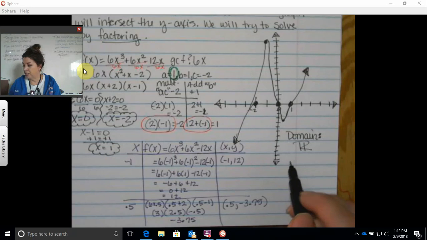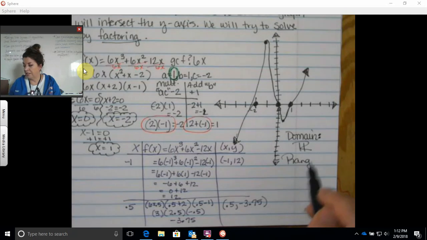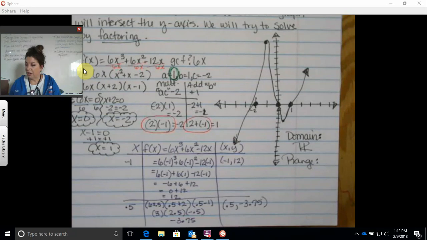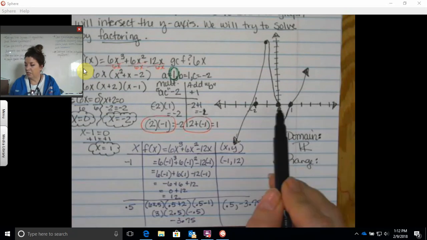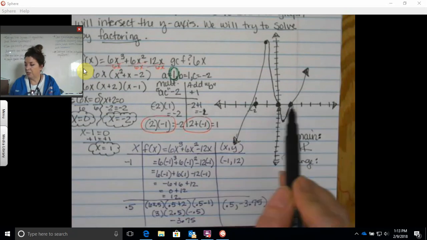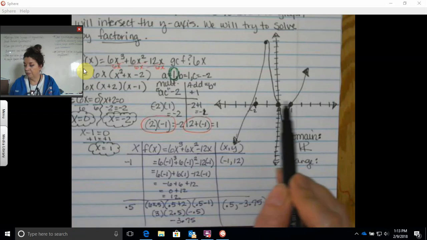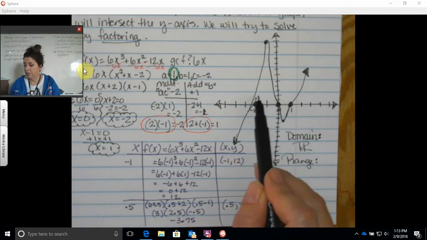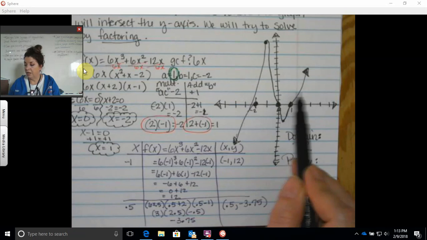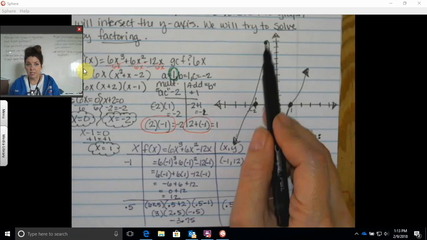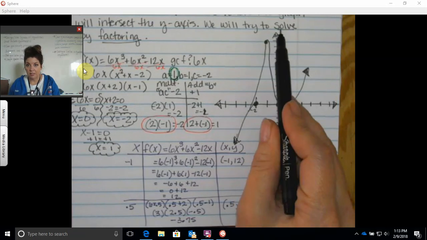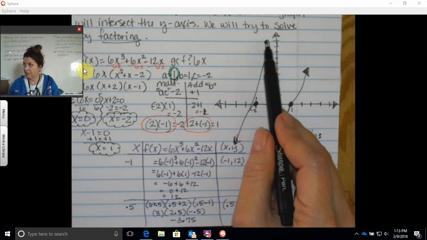Okay, your range is all possible y values. I like to look at my graph for this. So on my graph, when y is 0, is there going to be a point that has a y value of 0? Three of them, actually. Is there going to be a point that has a y value of positive 1? Positive 2. Positive 3. Positive 12. Positive 13. Why? This point stops right here.